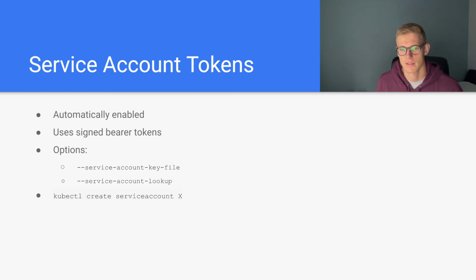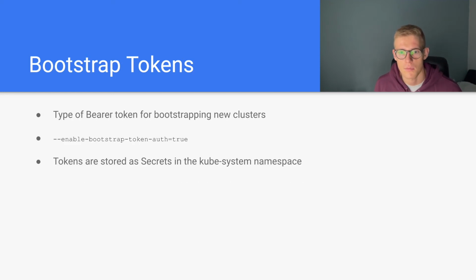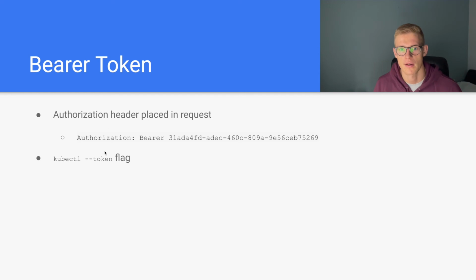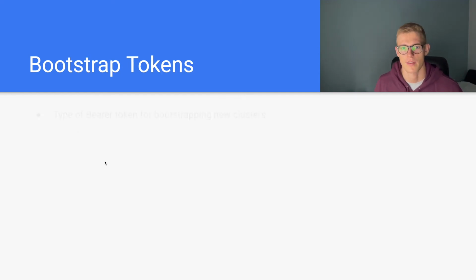And if we want to set up a service account token manually, what we first do is create a service account, and then we create the token related to that service account. And then if we want to send a request against the API with that service account token, we will just use the --token flag, as I had mentioned prior. When we're running kubectl, we'll just pass the token after that.